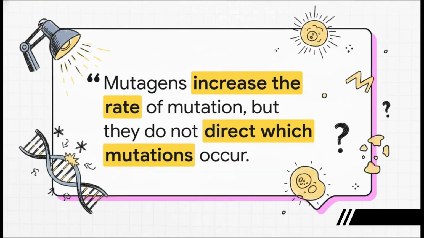Okay, listen carefully, because this is a classic statement they love to use in true or false or multi-statement questions. Mutagens make mutations more likely to happen, but they do not choose which mutation happens. The changes are random. So UV radiation increases your chance of a mutation, but it doesn't specifically aim to cause skin cancer. The damage is undirected. You have to remember that.